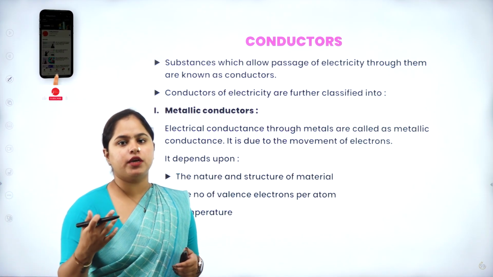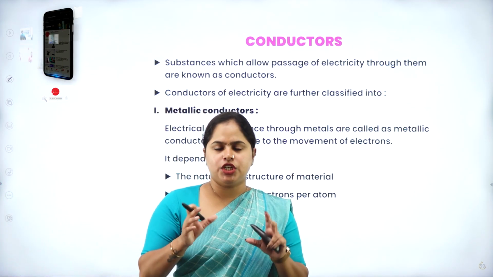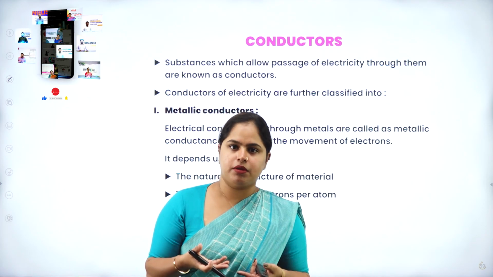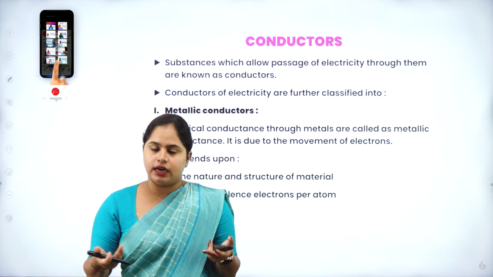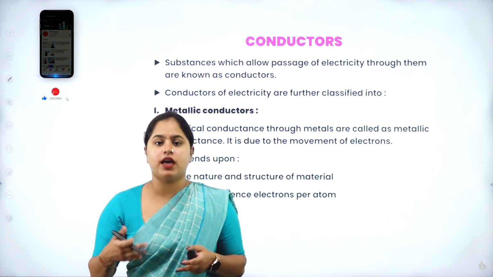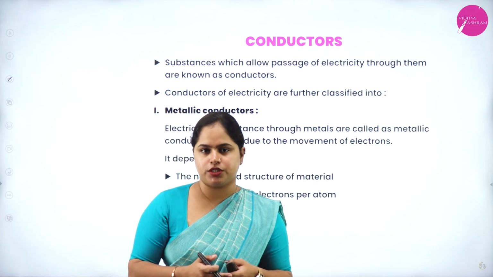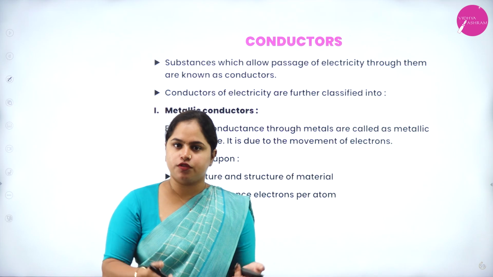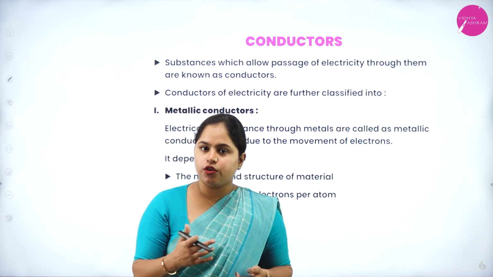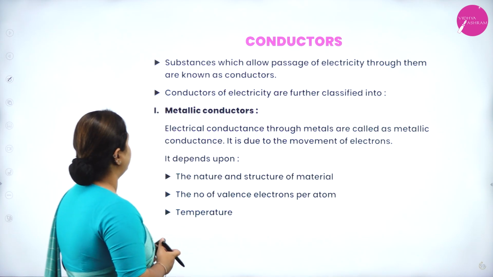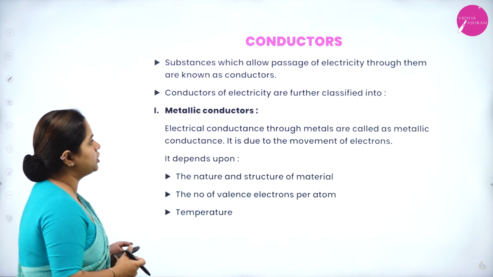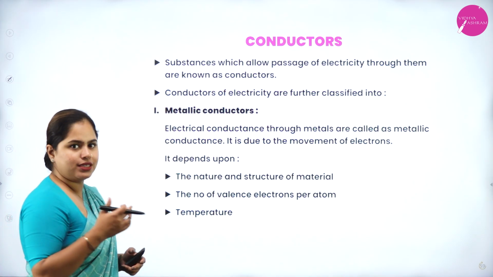So you might be familiar with metallic conductors, right? Generally the term conductors you might be familiar with. So simple definition, conductors are the substances which can conduct electricity, right? It will allow the passage of electricity through it. So we are going to see the different types of conductors here. What we are going to focus on is electrolytic conductors. Okay, so let's see. The substances which allow the passage of electricity through them are known as conductors.